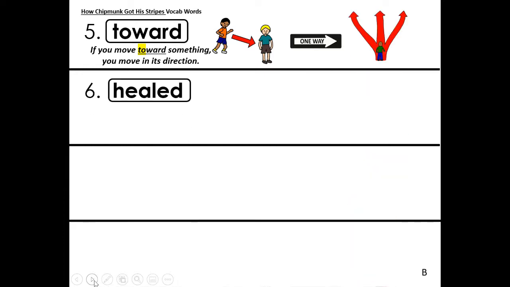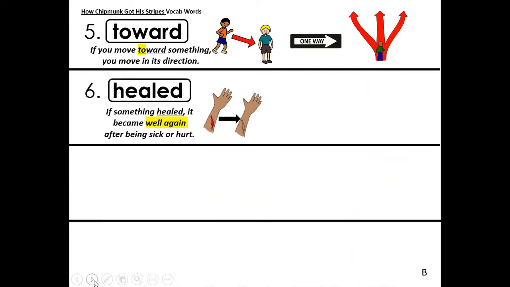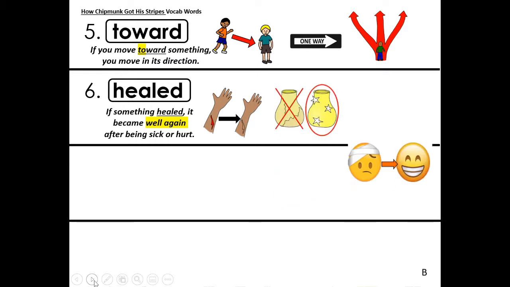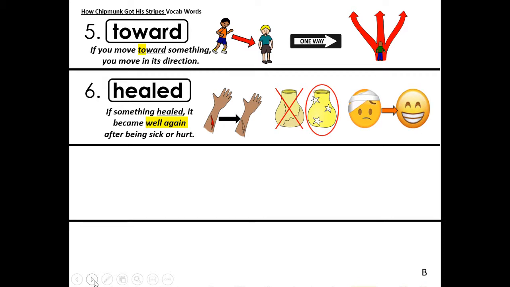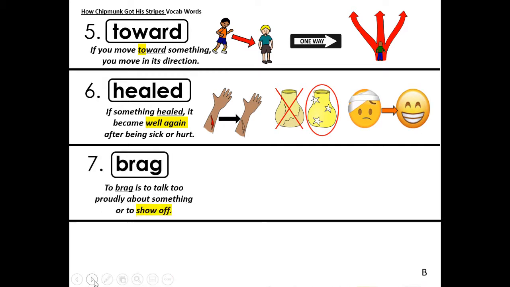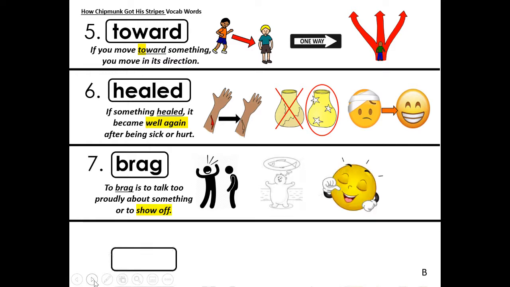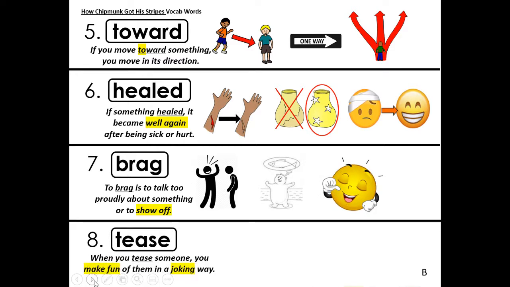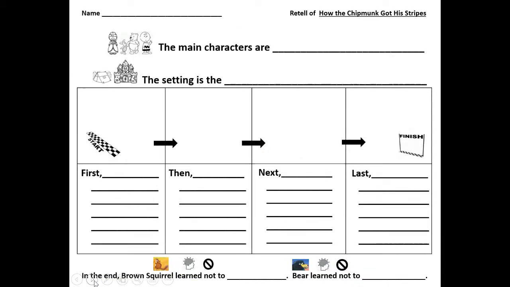Toward. Number 6, healed. If something is healed, it became well again after being sick or hurt. Healed. Number 7, brag. To brag is to talk too proudly about something or to show off. Brag. Number 8, tease. When you tease someone, you make fun of them in a joking way. Tease.